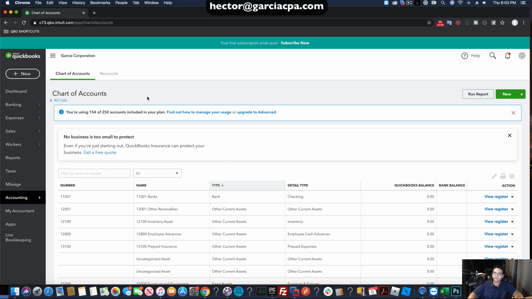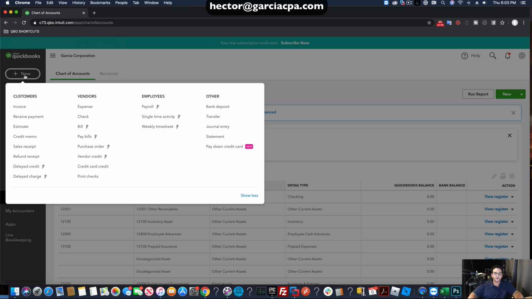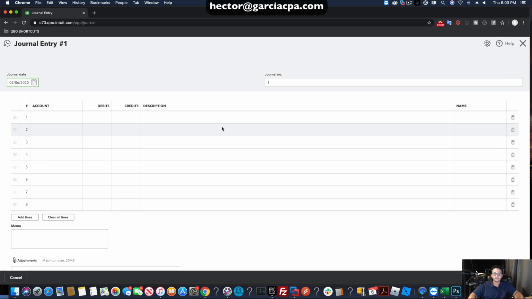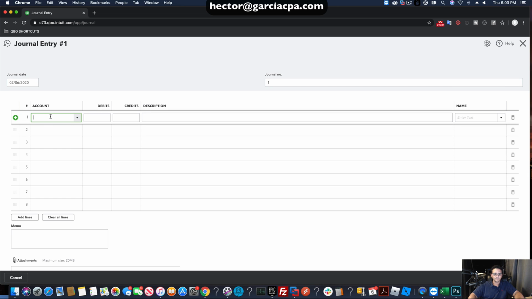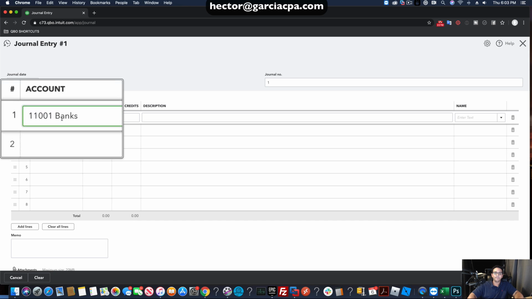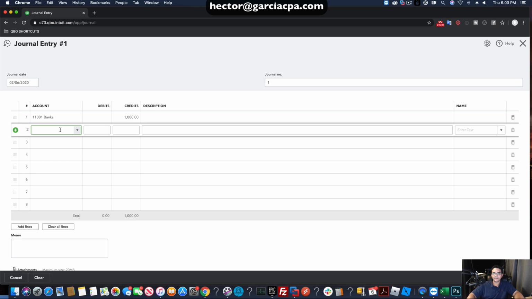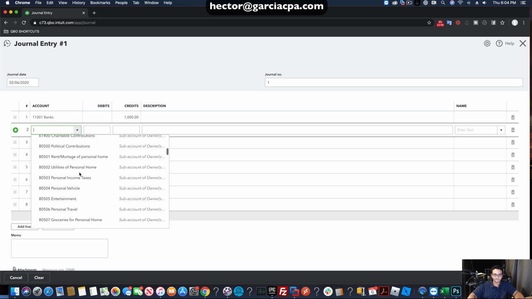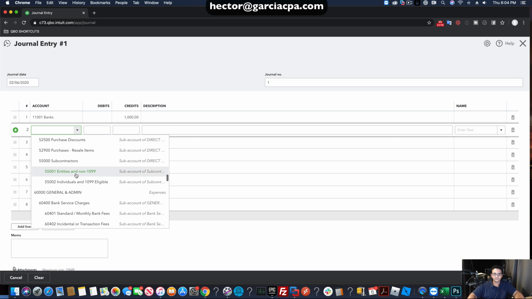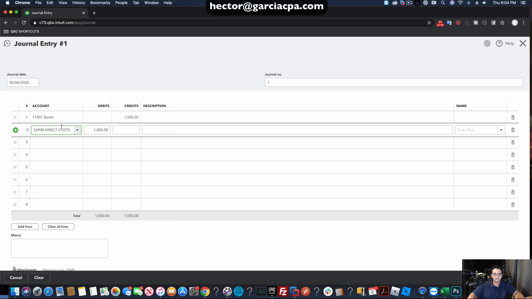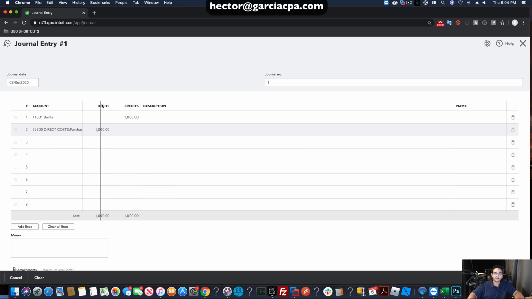Now let me show you what this looks like in the real world once we're entering data. So I'm going to create a journal entry real quick. I'm going to go to New and then go to Journal Entry. I'm going to start here with my bank account. Let's assume this is my bank account here, and let's say I took out $1,000 from my bank account and I paid a couple of things with those $1,000.